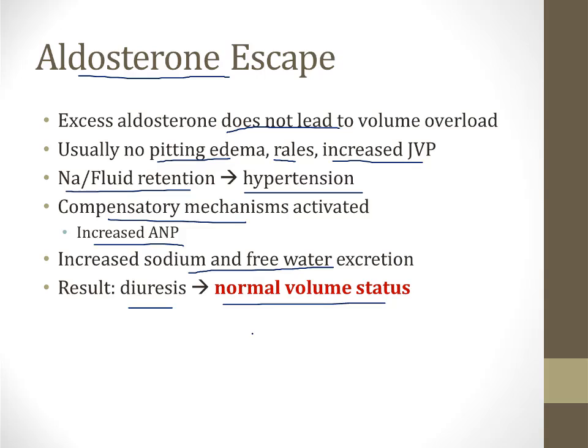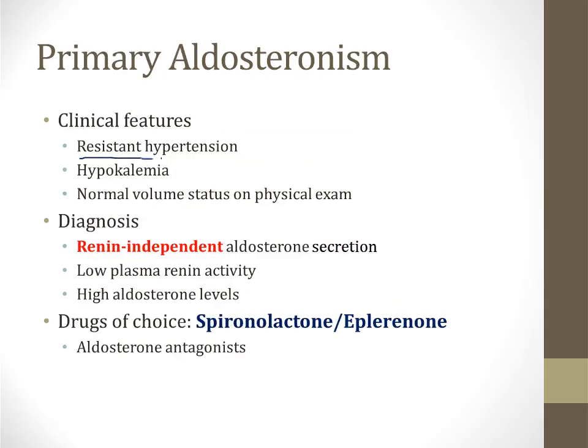What this means is that patients with primary aldosteronism will have hypertension in the absence of signs of volume overload on physical exam. So the clinical features are resistant hypertension, which means hypertension that is difficult to control with medications, also hypokalemia, and usually a normal volume status on physical exam. The diagnosis requires proof that there is renin-independent aldosterone secretion. This means there will be a low plasma renin activity, yet high aldosterone levels.